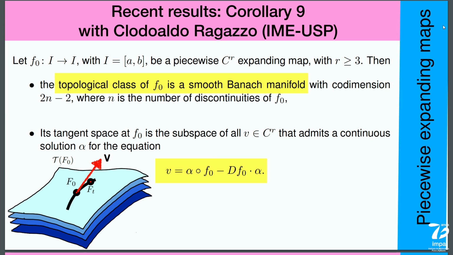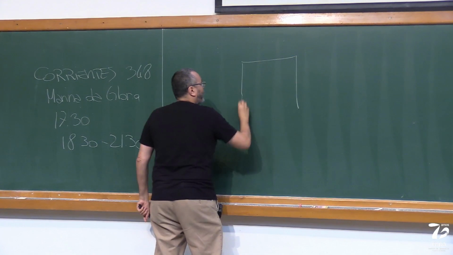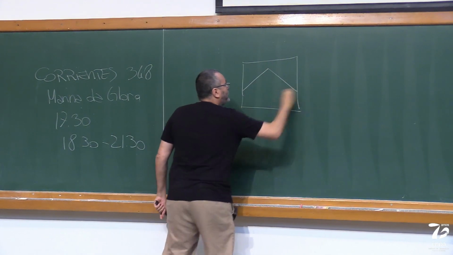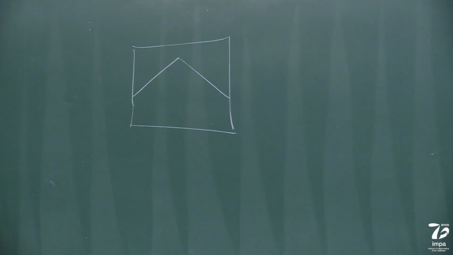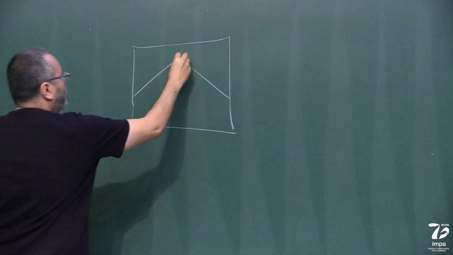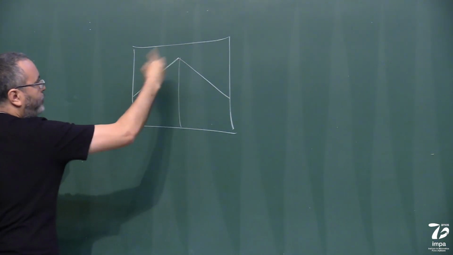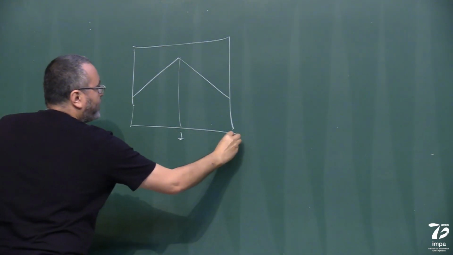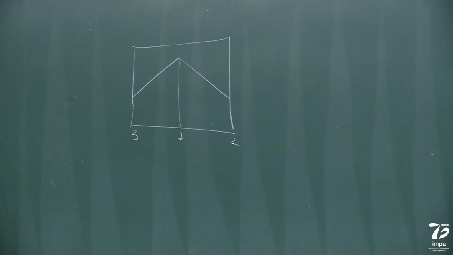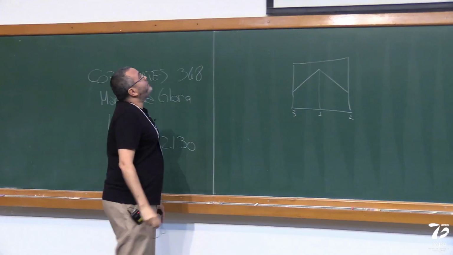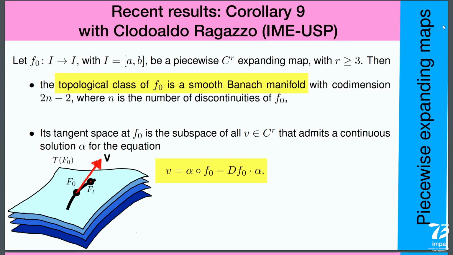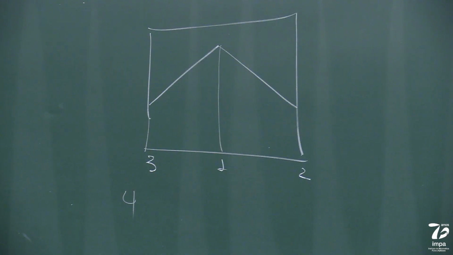So for instance, if you have a map like this, how many discontinuities do you have? You have one discontinuity here of the derivative, right? One here and one here. You have 3. So using this formula, you get codimension 4. You have codimension 4, okay? So in this case, the codimension of the topological class is 4.